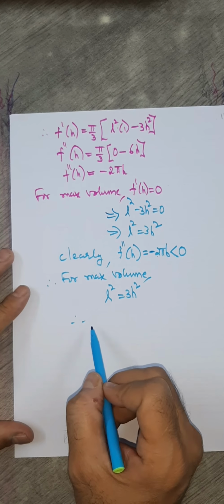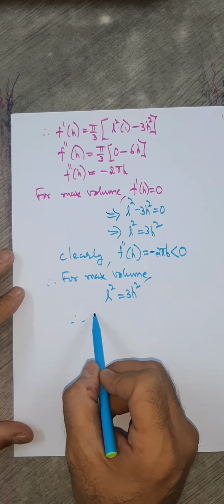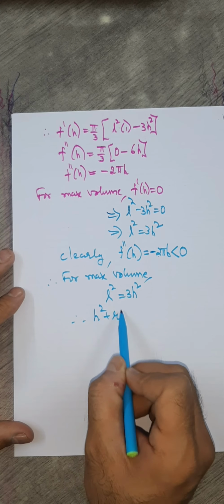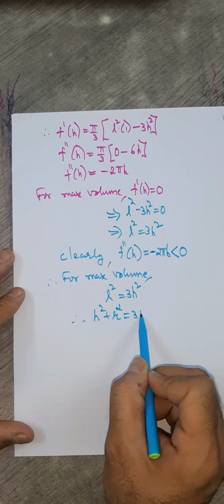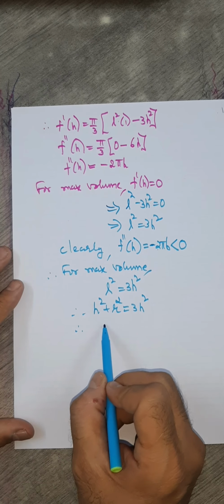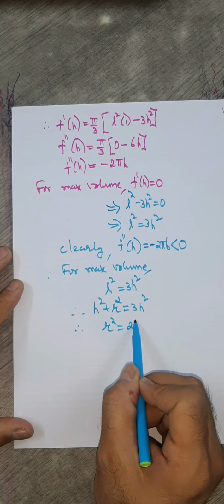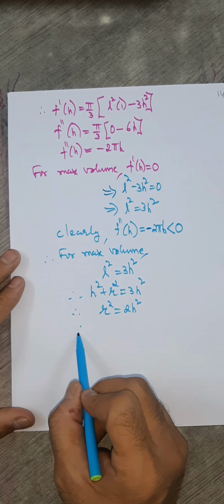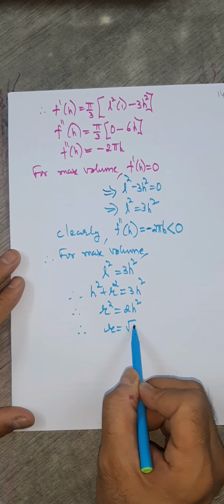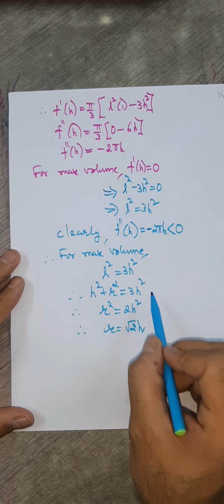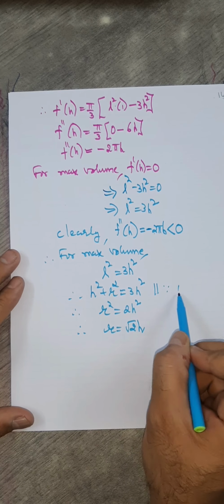But what is L squared? L squared you can place from equation number 1. H squared plus R squared equals 3H squared. Okay, so R squared equals 2H squared. Fine, and therefore R equals root 2 times H. Fine, this I'll write as equation 2 here.